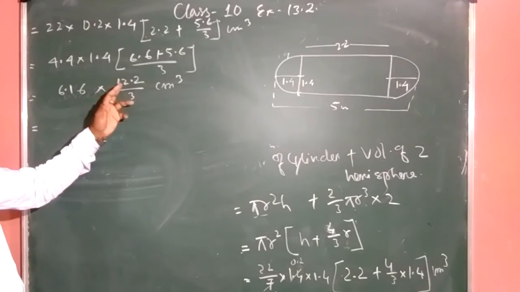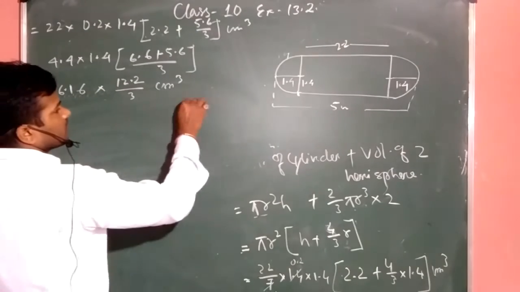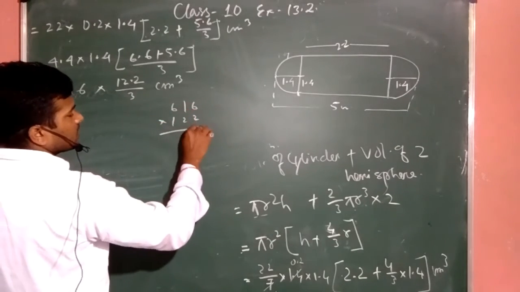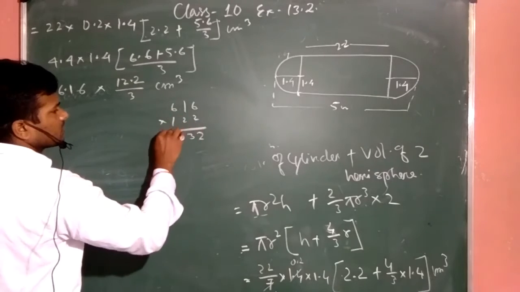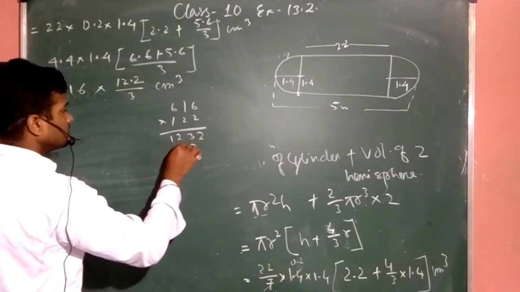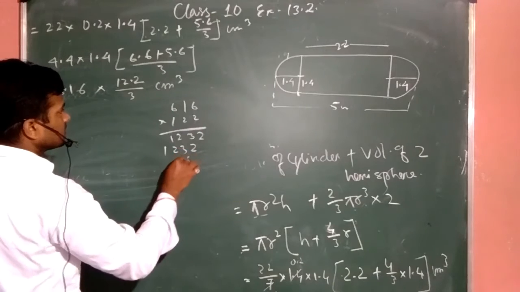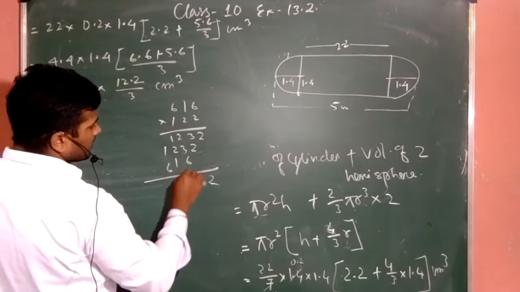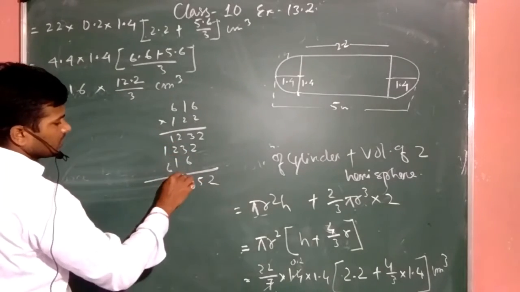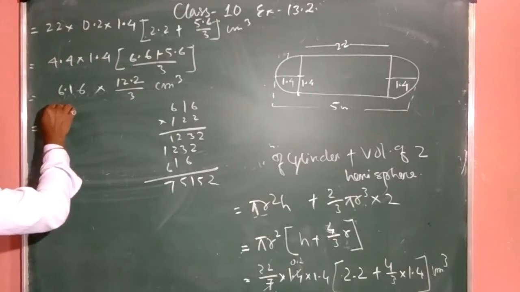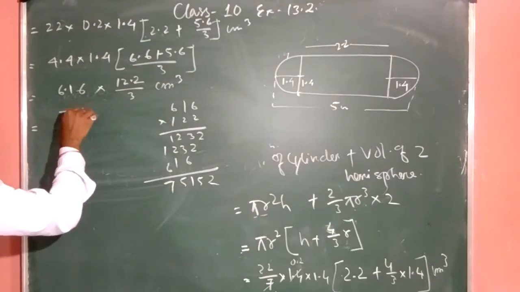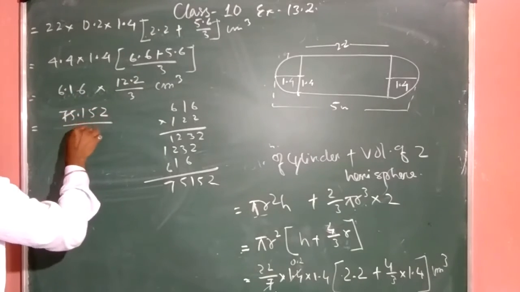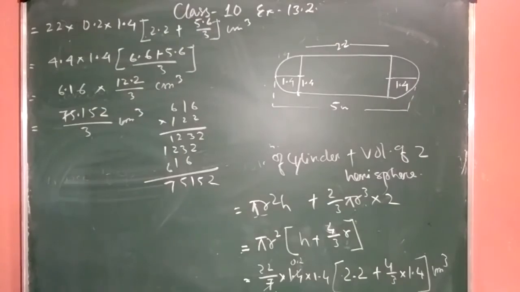616 into 12.2. So 616 into 1, 2, 2. When you multiply, see, 6 2s are 12, 2 1s are 2 and 1, 3. 6 2s are again 12, again 2, 3, 2, 1. Again 6 1s are 6. When we add it, 5, 2, 5, 6, 3, 9, 10, 11, and 2, 3, 4 and 1, 5, and this is 7. How much? 75152, and here 1 digit and here 2 digits. That means after 3 digits, point, by 3 centimeter cube.